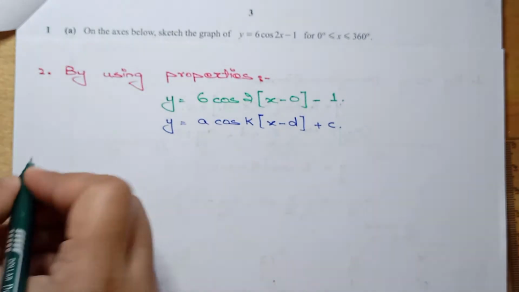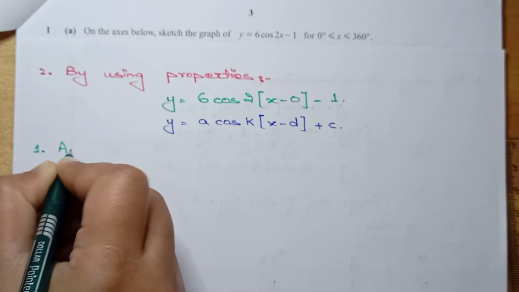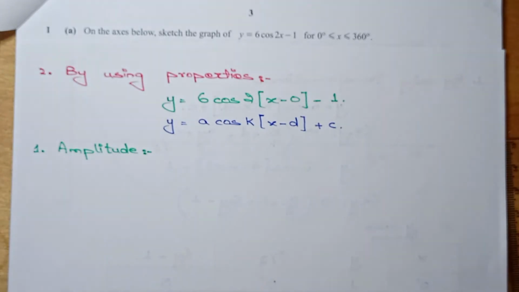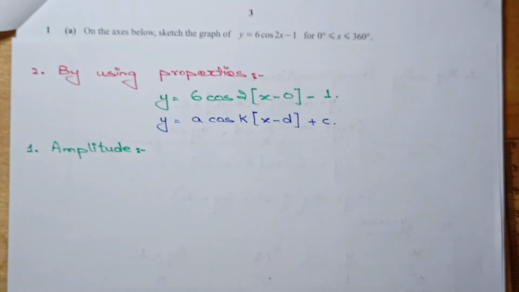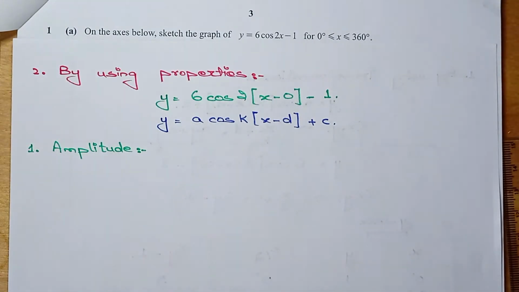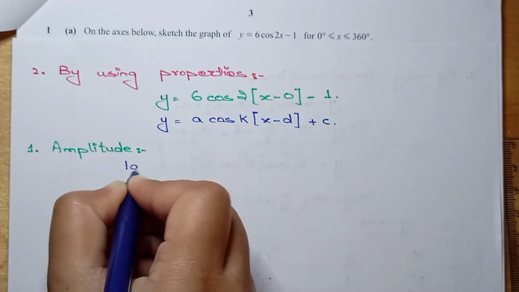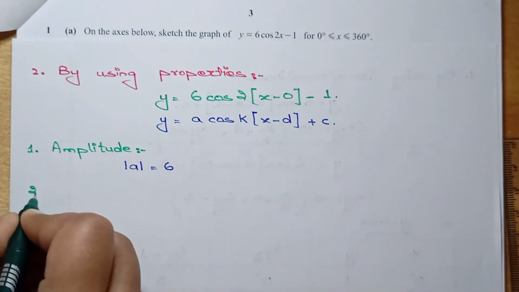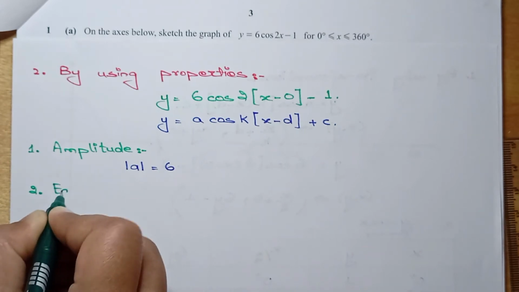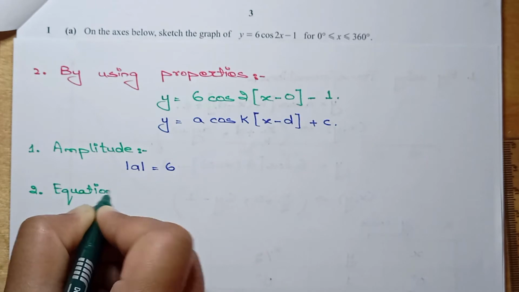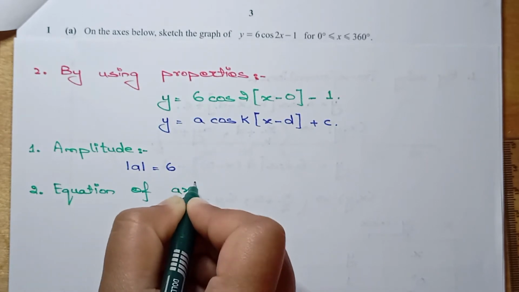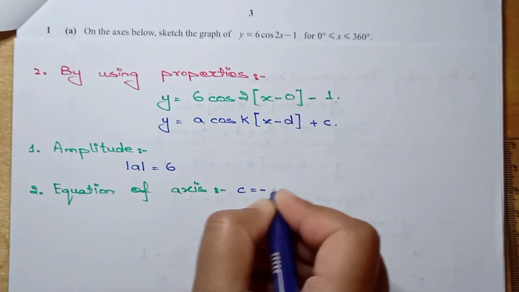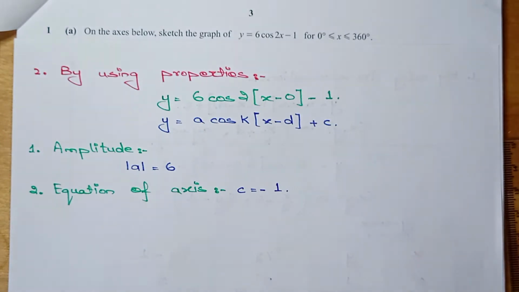Okay, so the first thing we need is the amplitude. So what is the amplitude? Amplitude is basically the absolute value of a, right? So what is the absolute value of a? The a value is 6, so the absolute value of a is equal to 6. So the amplitude is 6, right? The second thing we need is the equation of the axis. What is the equation of the axis? It is basically the c value, and the c value in this case is -1.